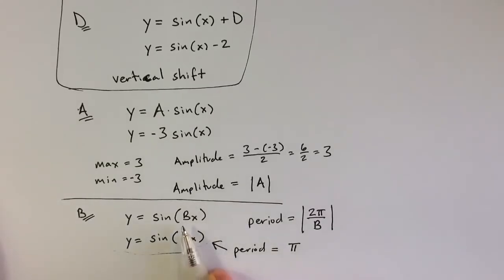If the value for b is negative, it causes a reflection across the y-axis, but we assume the period to be a positive amount, and so we take the absolute value of that.